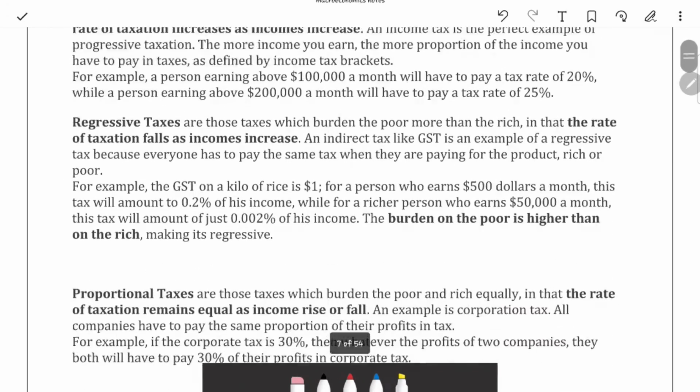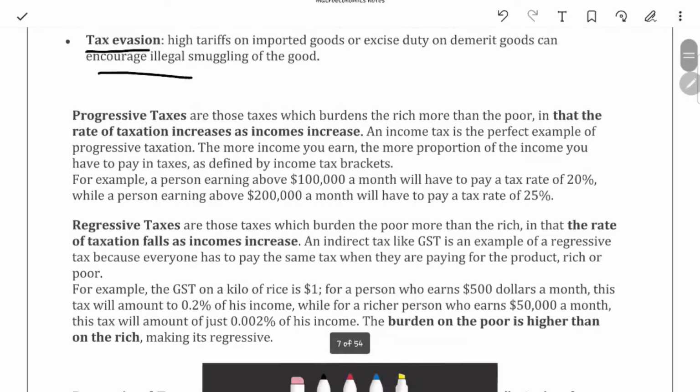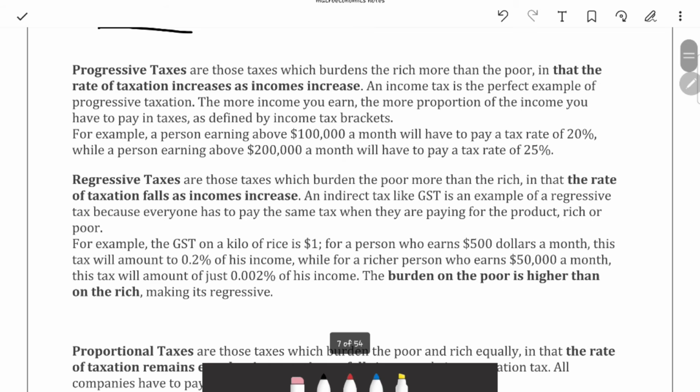Now let's have a look at the types of taxes other than indirect and direct. We have the progressive and the regressive. The progressive tax places a burden on the rich more than the poor. That means if you have a higher income, you pay higher tax. So the poor people have lower income, so they pay lower tax, right? But when you're rich, you have to pay more tax. That means it's progressive. There's more burden on the rich.